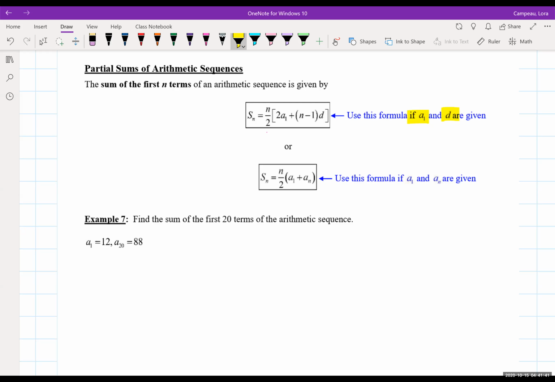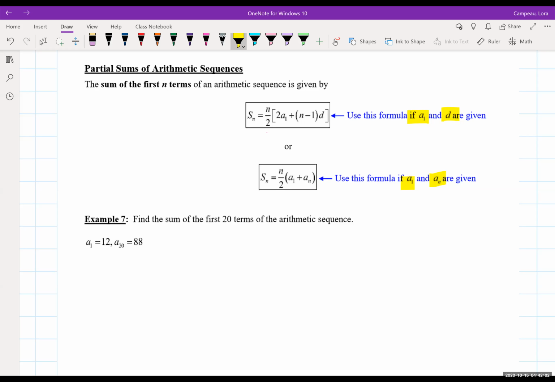The other formula that we have, S sub n equals n over 2 times the quantity of a sub 1 plus a sub n. If they only give us a sub 1 and a sub n, the first and last term, then we will use this formula.